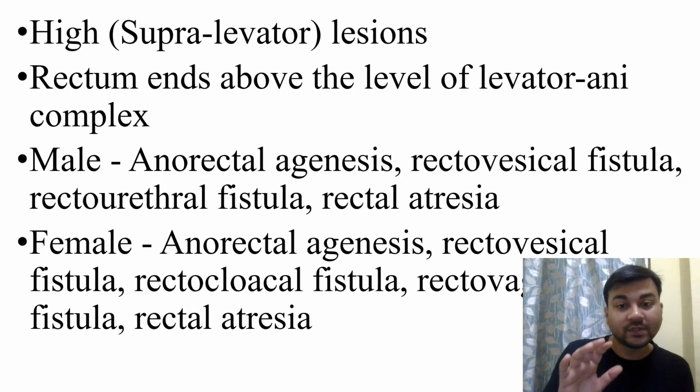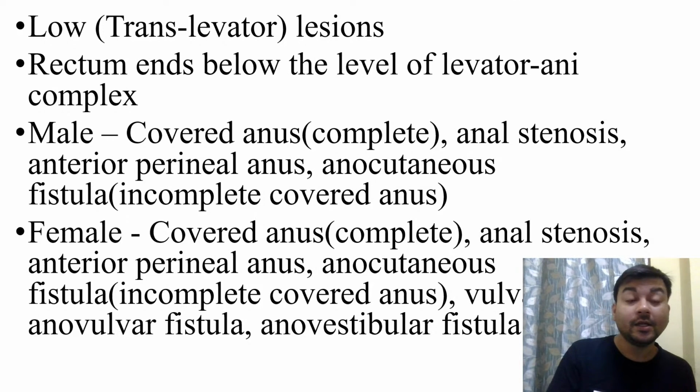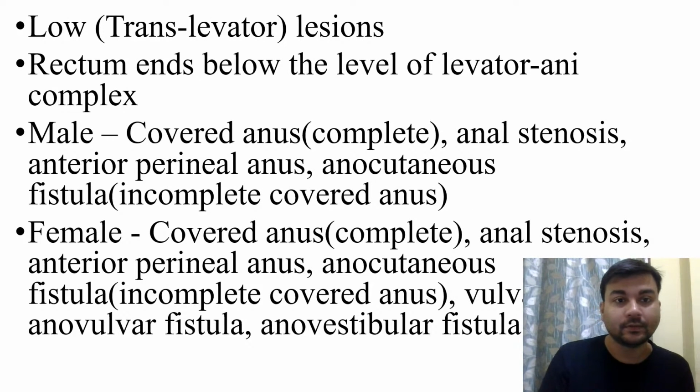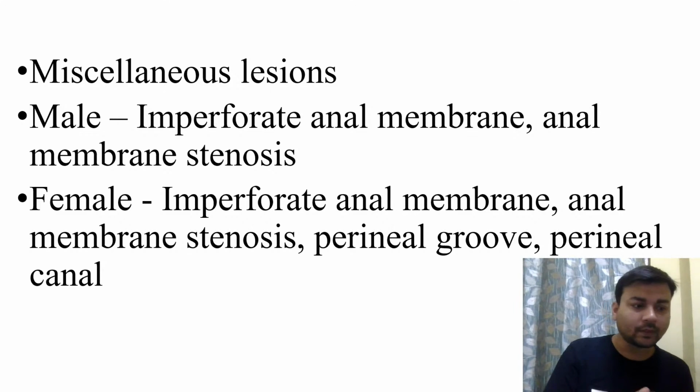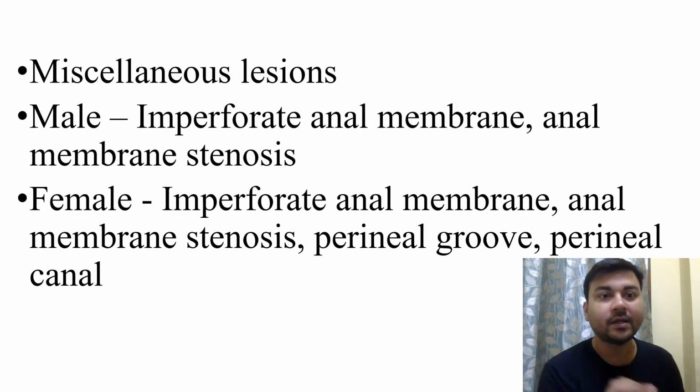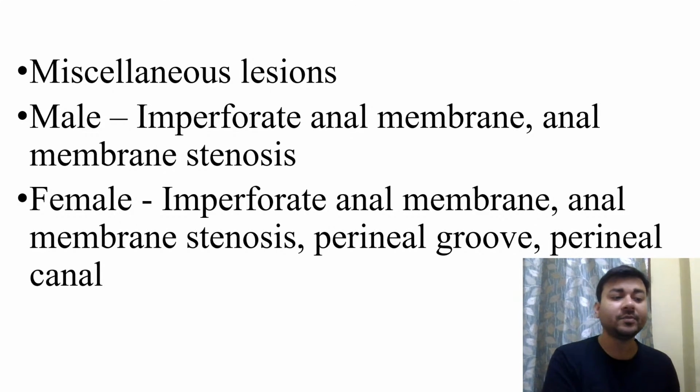Now apart from these lesions that I have mentioned, there are intermediate lesions also. I don't think they'll ask about intermediate lesions, but let me tell you, there are intermediate lesions, also known as miscellaneous lesions. In males, it is imperforate anal membrane stenosis. In females, imperforate anal membrane stenosis, perineal groove and perineal canal. So these are intermediate or miscellaneous lesions.